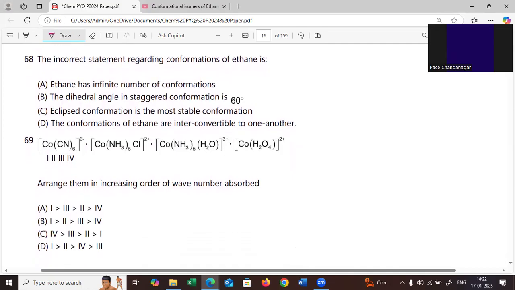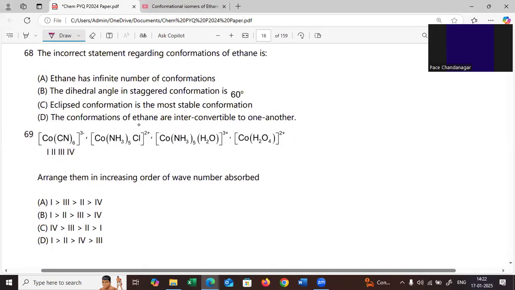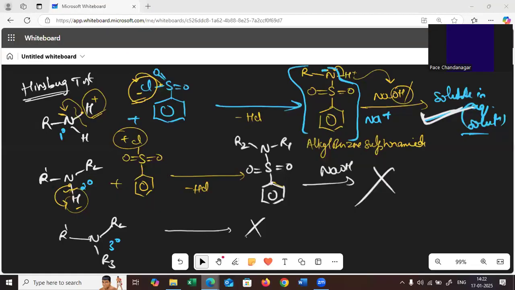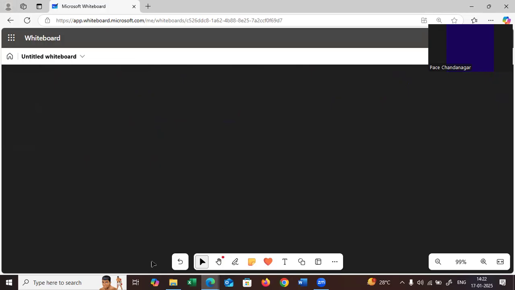Incorrect statement regarding the conformations of ethane is. Now, what are the conformations talking about? So let us first talk about the conformations here. These are the isomers, these are the arrangements which we can go with. I think I will just show you one video recording regarding this, and I'm going to explain it. Just a minute, give me a moment on this.